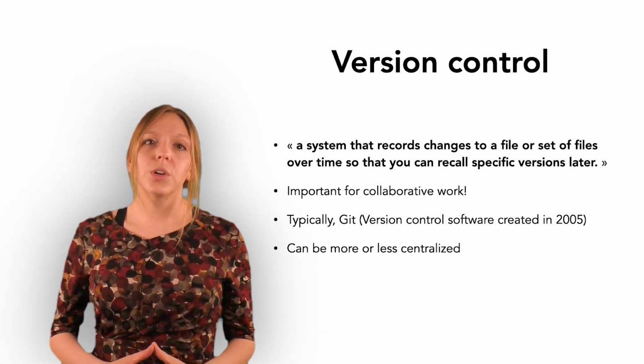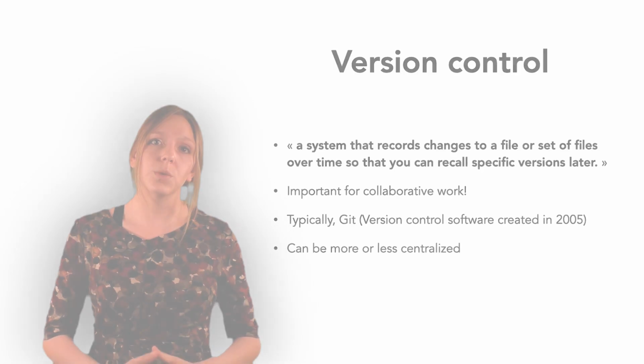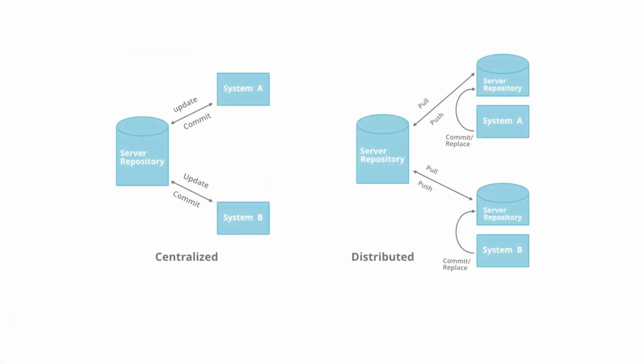A collaborative network using version control can also be centralized or distributed. In a centralized version control system, there is a central copy of your project somewhere, usually on a server, and programmers will commit, which means apply their changes to this central copy.